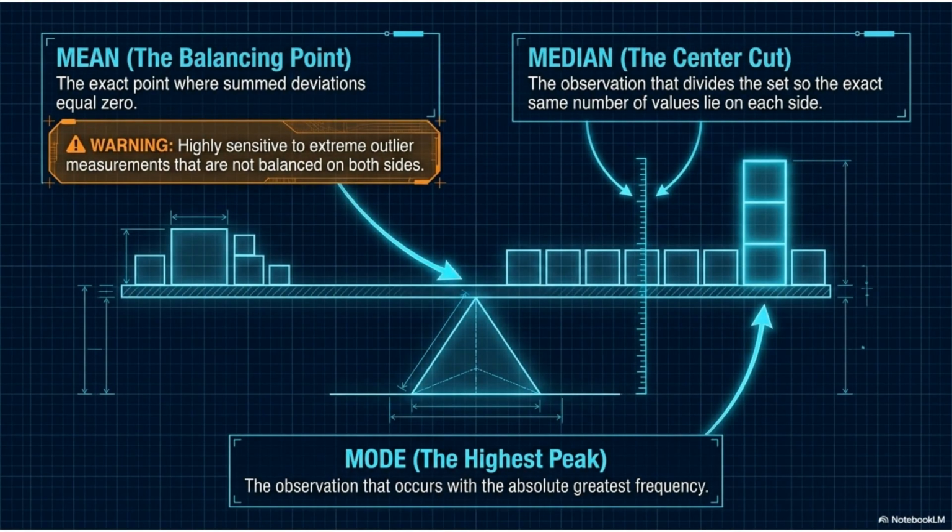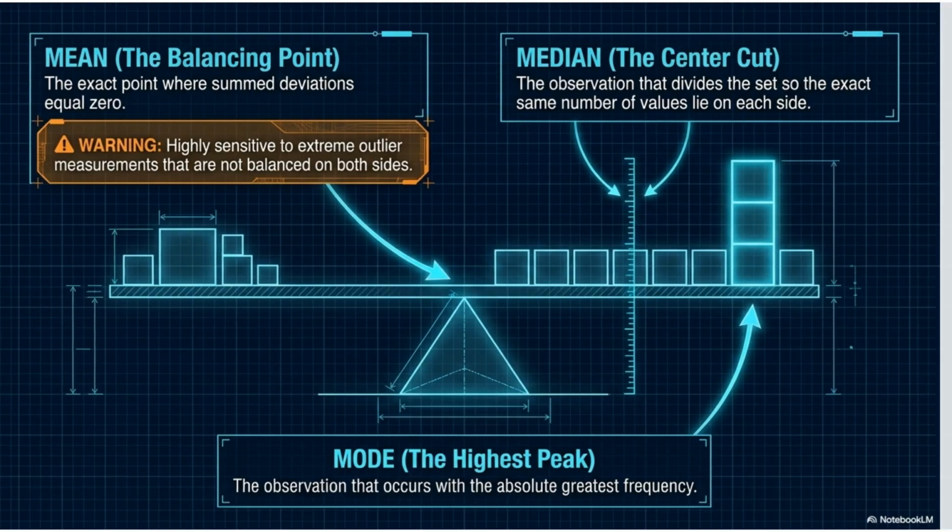Measures of central tendency include the mean, the exact balancing point, which is sensitive to outliers. The median is the center cut that divides the set evenly. Finally, the mode is the observation with the absolute greatest frequency.